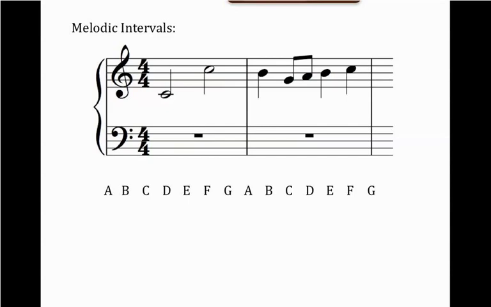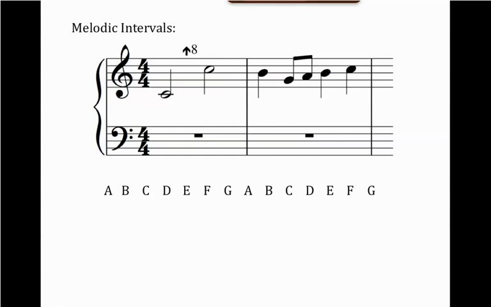We could count from C up to C, and we would get 1, 2, 3, 4, 5, 6, 7, 8. And indeed, this is an ascending octave. Or we could just have remembered from before that C and C are the same letter name, and they always have an octave relationship. So there are two methods to make your way around interval calculations.